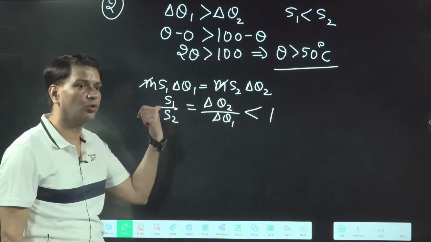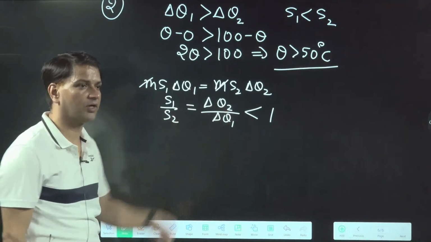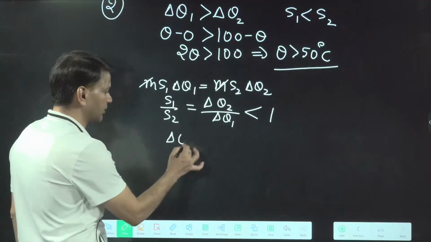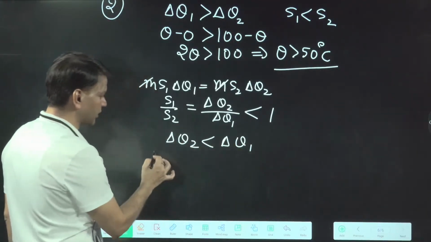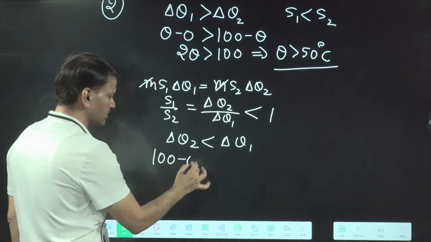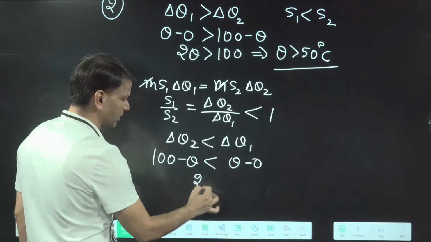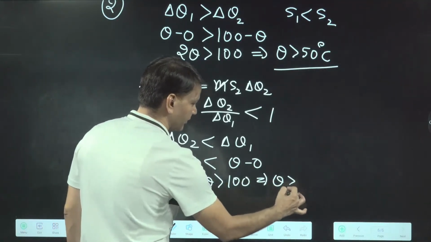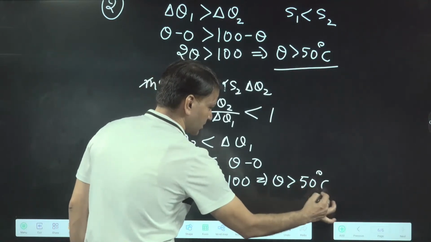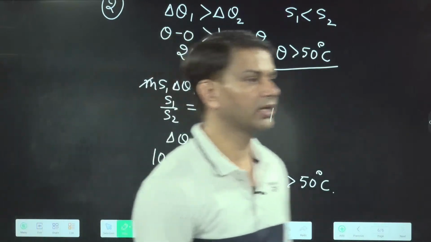Yes or no? S1 is lesser, S2 is more, then S1 upon S2 is less than 1. Then I will get delta theta 2 less than delta theta 1. Delta theta 2 is 100 minus theta, which is less than theta minus 0. So again you got 2 theta greater than 100, or theta greater than 50 degrees. Okay, so there are two ways there. You can do it by either.